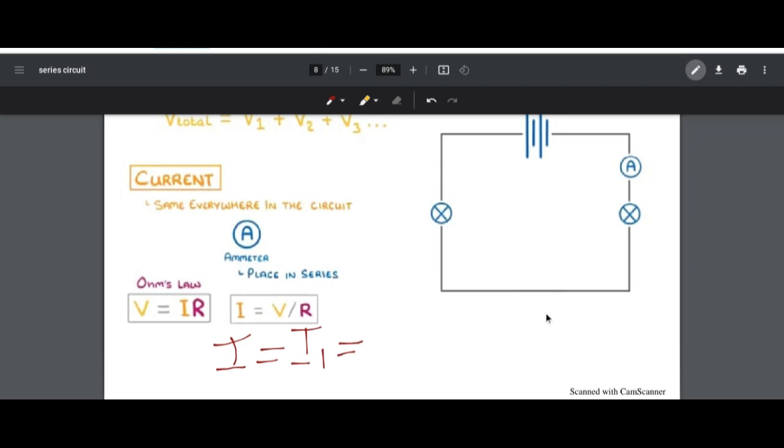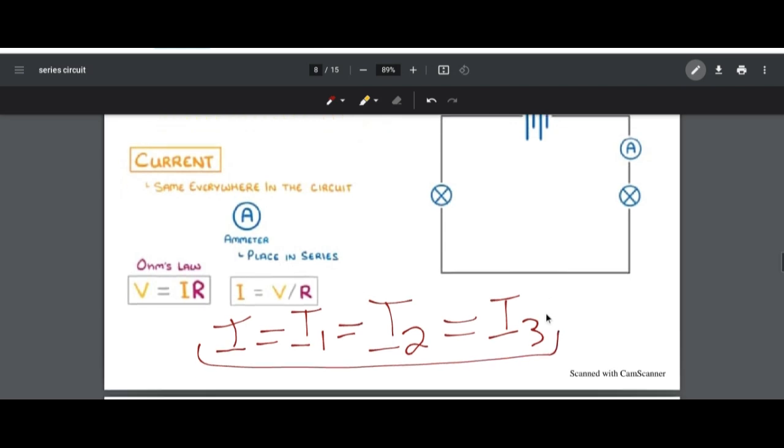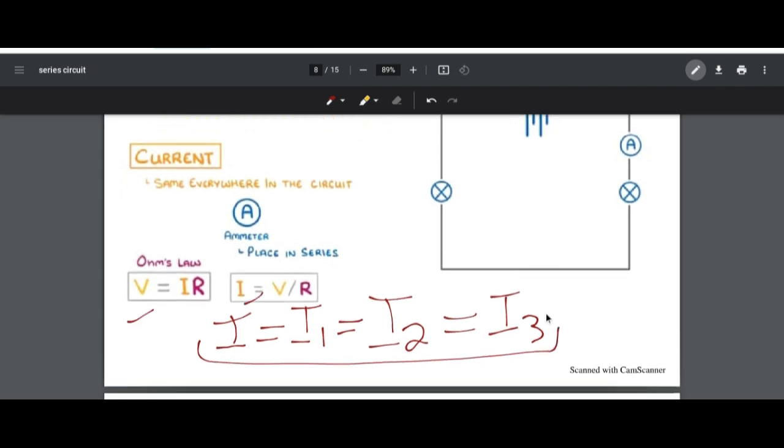The current coming from the source is equal to the current going to the first lamp, the same current going to the second one, and the same going to the third one. Got it? Yes. Very good. You have to write this down also. Then we have to use this formula.